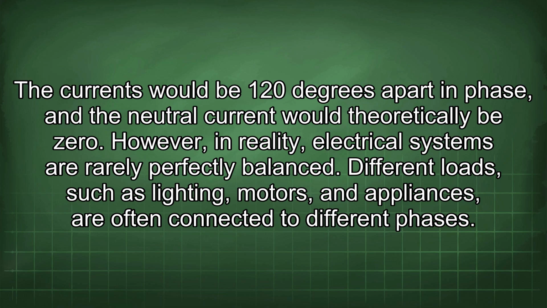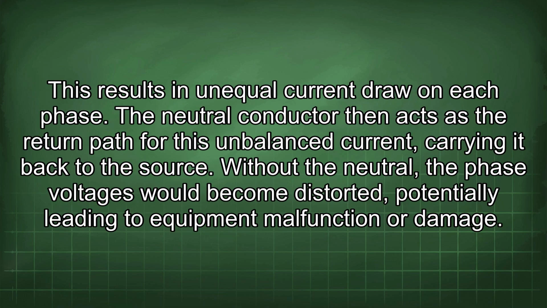However, in reality, electrical systems are rarely perfectly balanced. Different loads, such as lighting, motors, and appliances, are often connected to different phases. This results in unequal current draw on each phase. The neutral conductor then acts as the return path for this unbalanced current, carrying it back to the source. Without the neutral, the phase voltages would become distorted, potentially leading to equipment malfunction or damage.